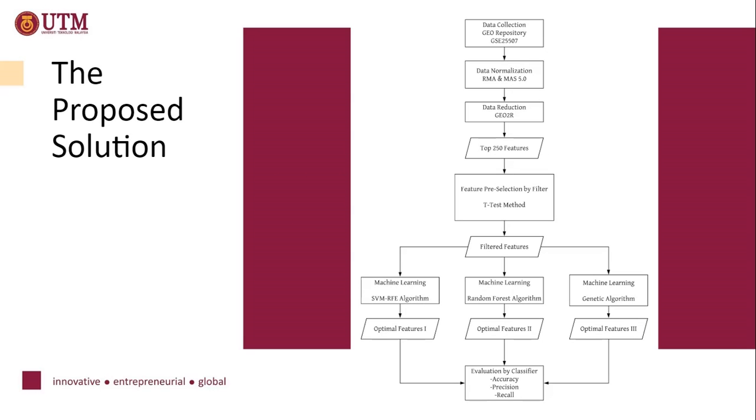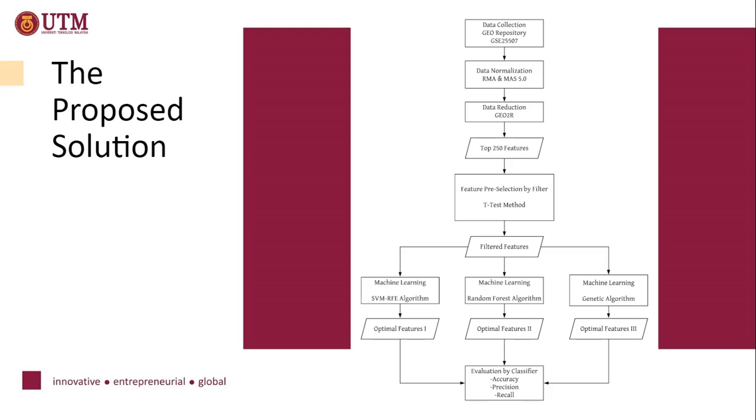Here is the flow of the proposed solution. The proposed solution starts with data collection from georepository, then proceeds with data normalization using RMA and MAS 5.0. After that, data reduction using Geo2R tools produces the top 250 features. These top 250 features will be used for pre-selection by filter, which is a statistical method called t-test, and will produce filtered features. These filtered features will be input for the machine learning algorithm.